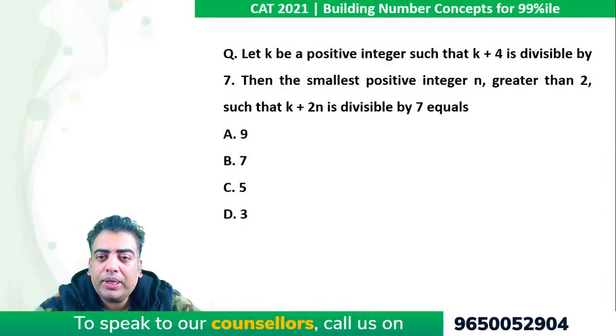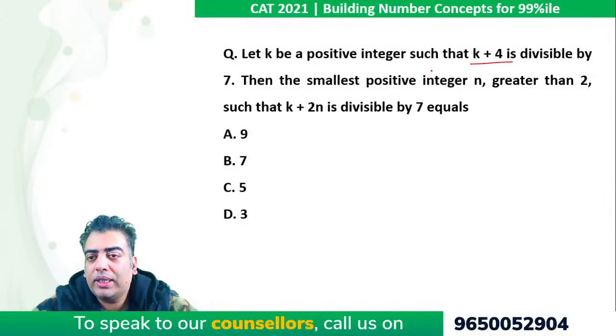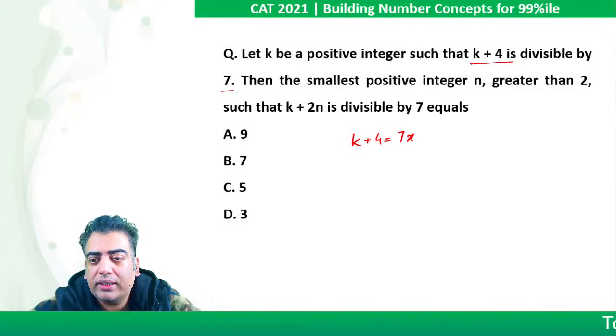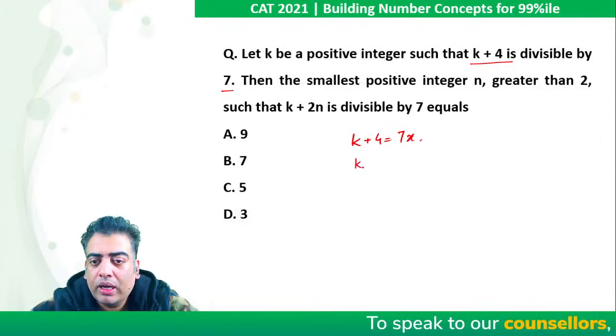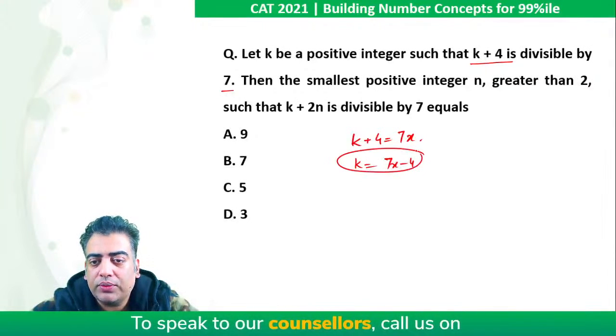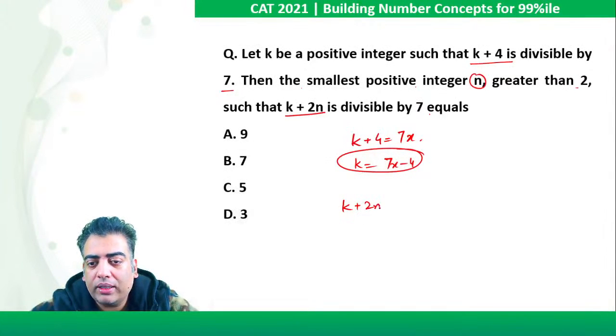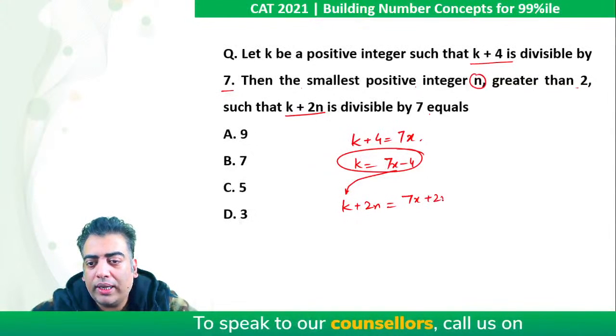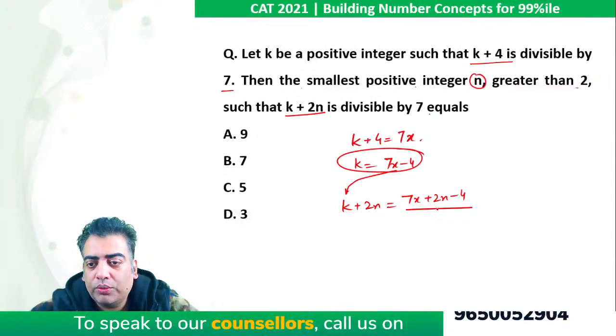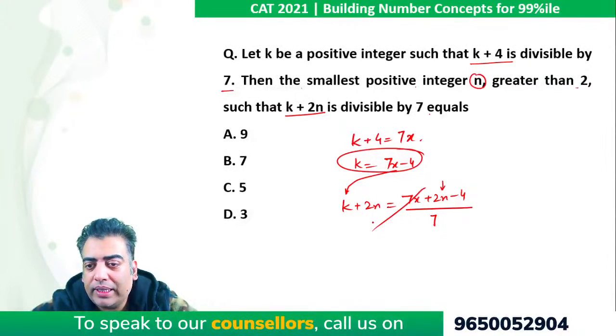Here it says, let k be a positive integer such that k plus 4 is divisible by 7. If k plus 4 is divisible by 7, so can I say it's a multiple of 7? Let it be 7x. Or k is equivalent to 7x minus 4. Then he says the smallest positive integer n greater than 2 such that k plus 2n is divisible by 7. So k plus 2n comes out to be, substituting the value of k here, 7x plus 2n minus 4. So he is asking for which value of n this will be divisible by 7. So this is a multiple of 7, that part is gone.